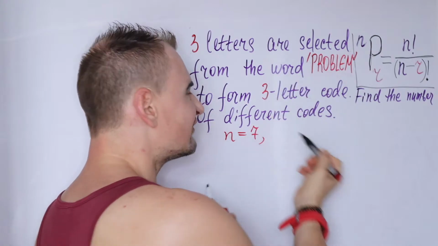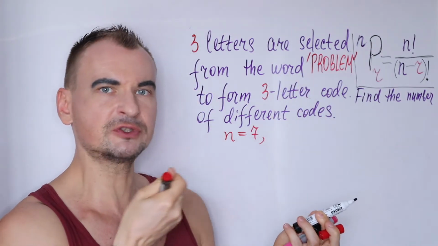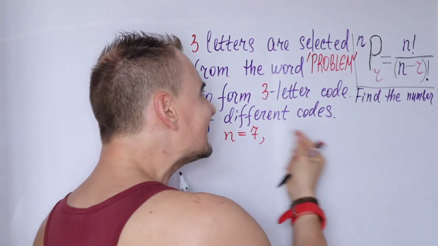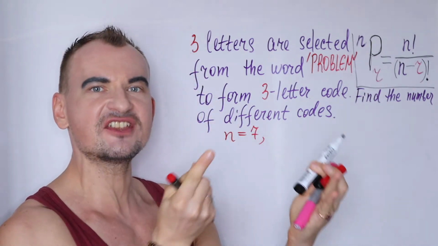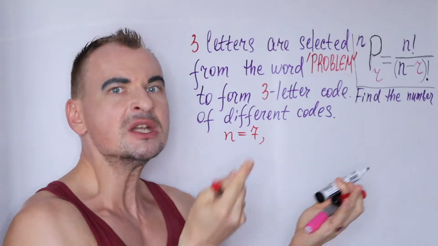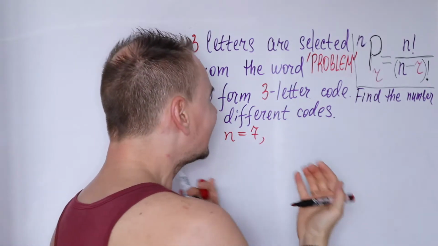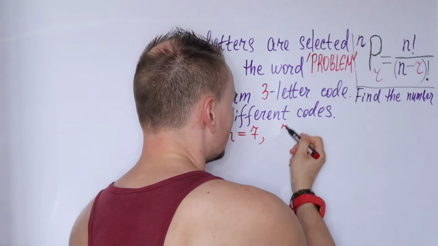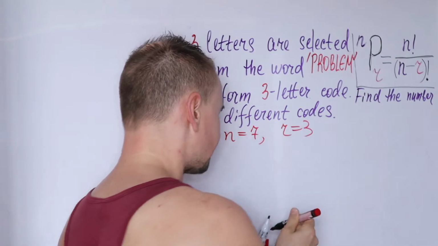Now from these 7 letters you are going to pick, you are going to choose, you are going to select any 3 letters, and you are going to rearrange them in a particular order, so in different orders. So order does matter in this case. So your r equals 3.